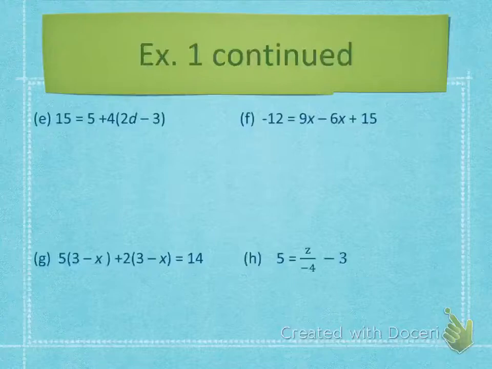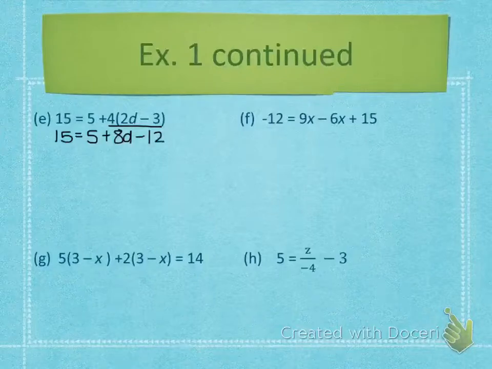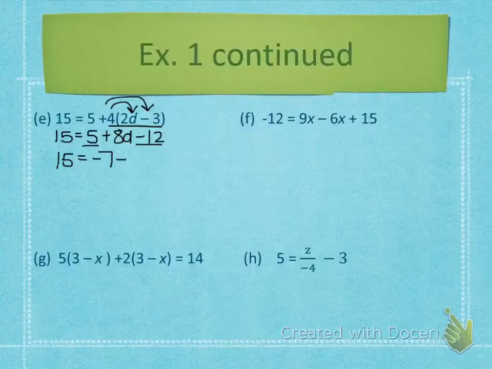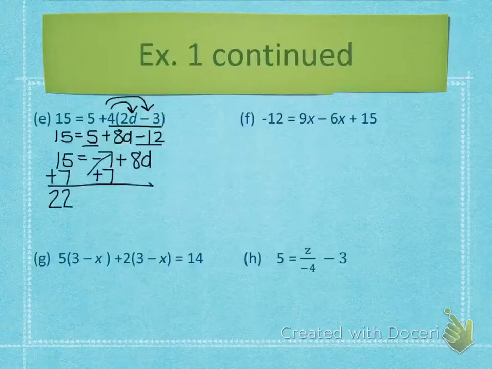We see the distributive property in letter E. We've got the 4 sitting right outside the parenthesis. So 15 equals 4 times (5 plus 8D minus 12). Again, we have to multiply the 4 by everything on the inside. The like terms are 5 and negative 12. So 15 equals, what's 5 minus 12? Negative 7 plus, we bring down what we have not used, so plus 8d. We then add or subtract. So we're going to add 7 to both sides. We've got 22 equals 8d.